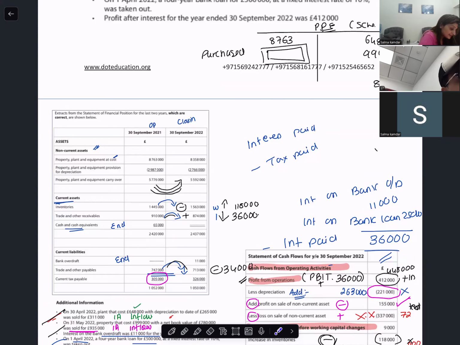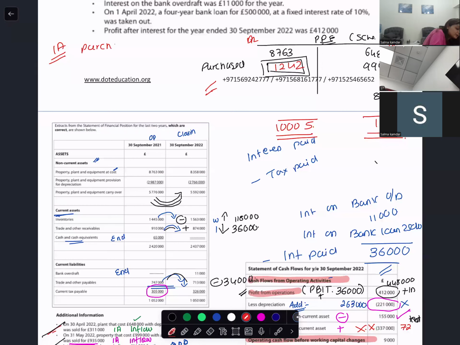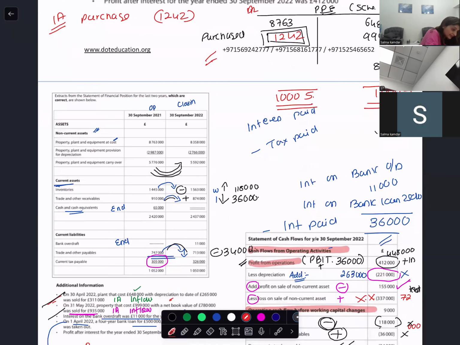Opening value of asset is given to us, 8763. Closing is given to us, 8358. Two assets were sold, one had cost 648 and one had cost 999. If I close this account, I will get the property purchased in investing activity. You have purchased property, plant and equipment of 1242. This is outflow. And there were two inflows, 311,000 and 935,000.